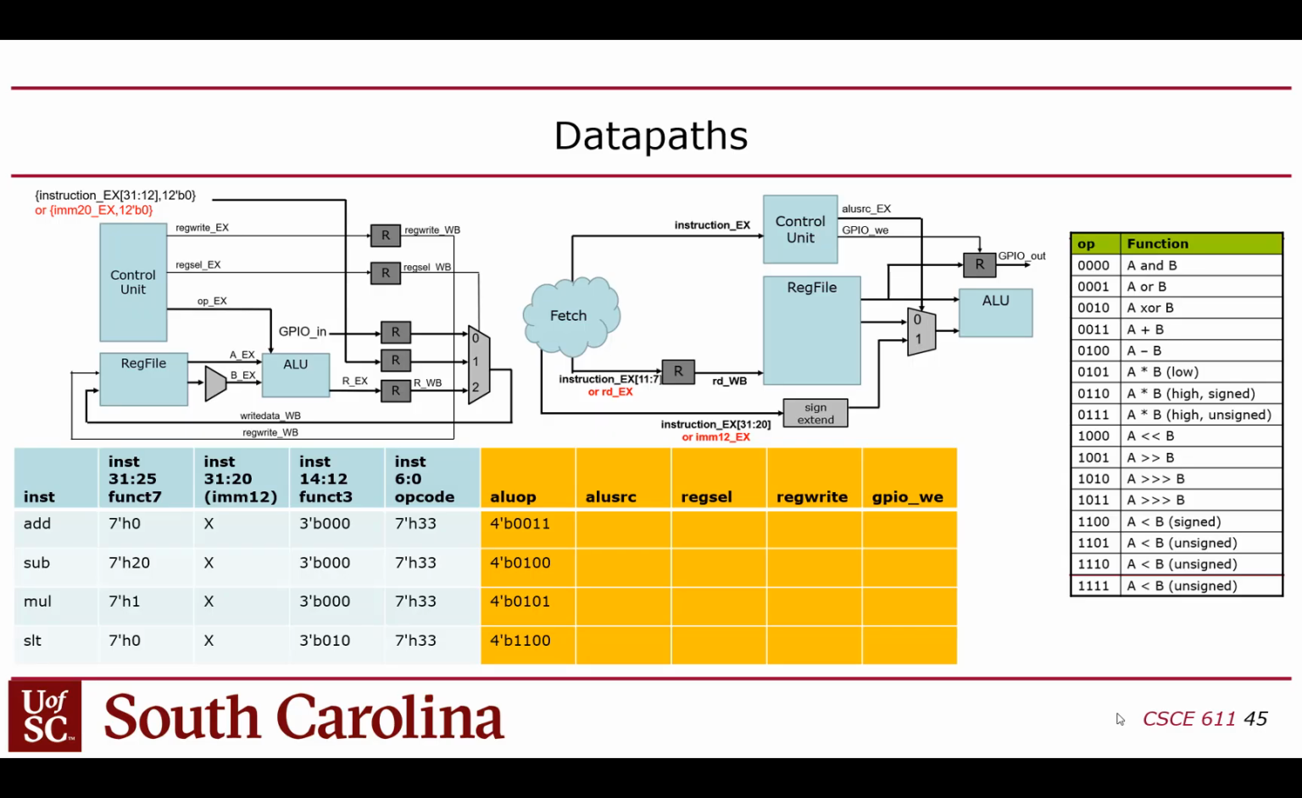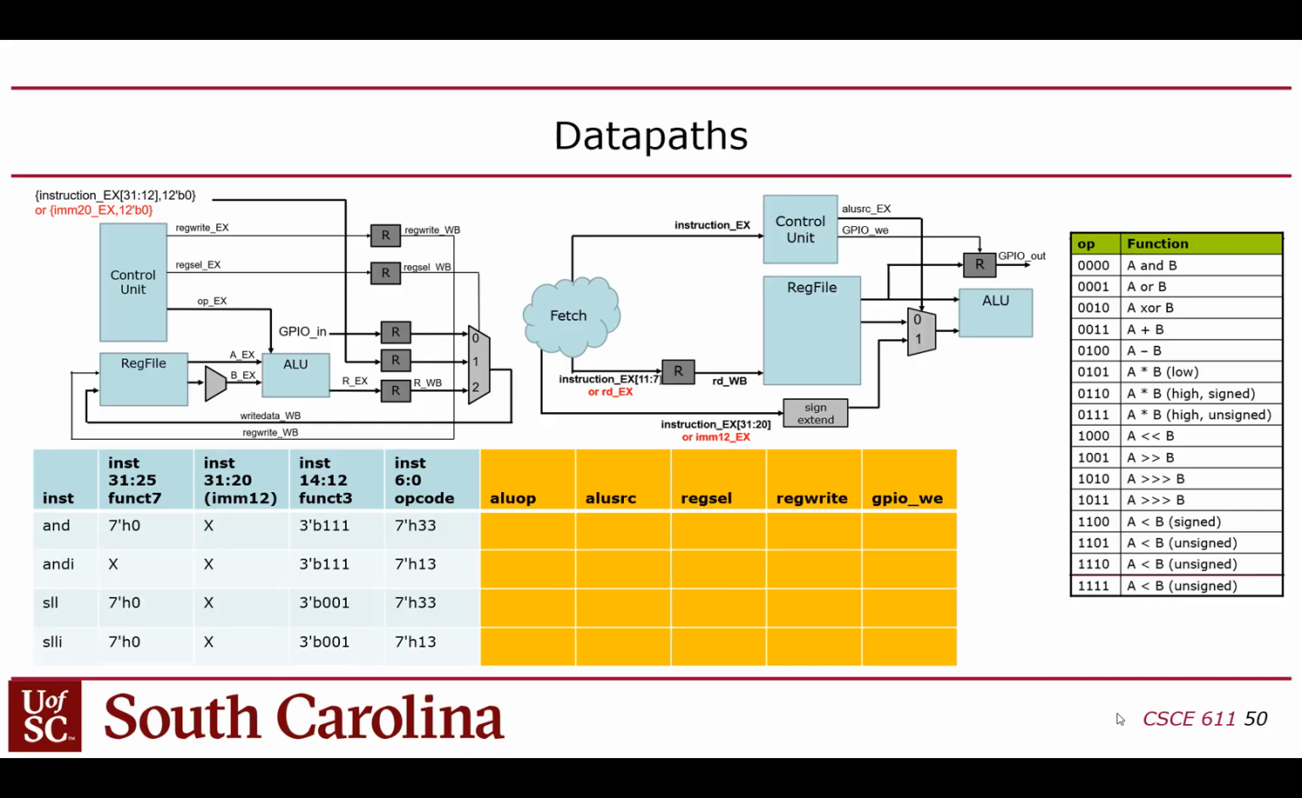Okay, ALU source is going to be 0 for all these guys, right? Because they're all R types. So that's all 0. Reg select is going to be 2, because they're all ALU. Reg write is going to be 1 for all these because they all write a register. And GPIO write enable is going to be 0 for all these because none of them are writing to the hex displays.